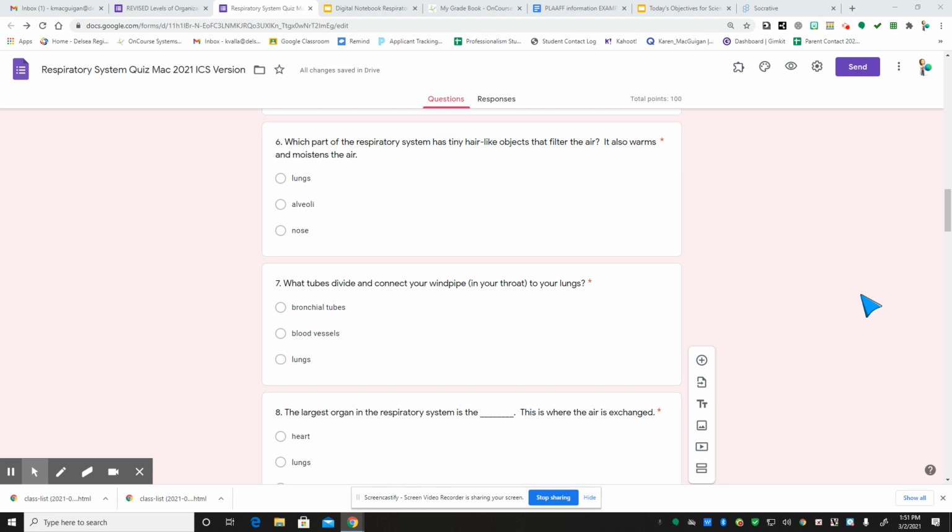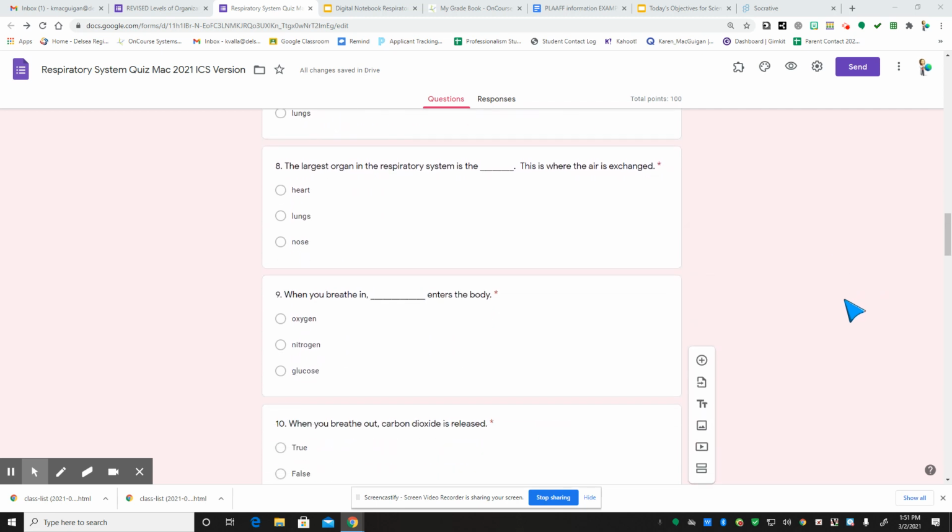Question number 7. What tubes divide and connect your windpipe in your throat to your lungs? Is it the bronchial tubes, blood vessels, or lungs? Number 8. The largest organ in the respiratory system is the blank. This is where air is exchanged. Is it the heart, lungs, or nose?